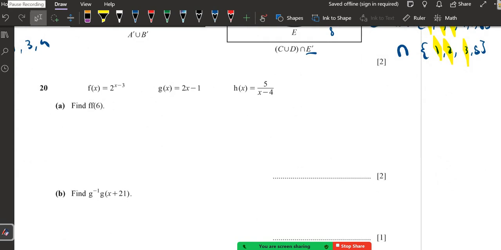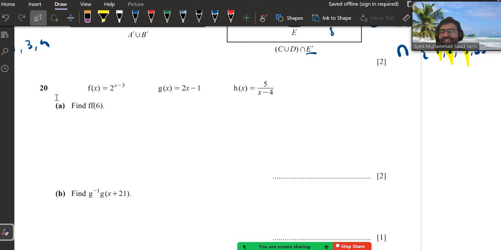Question number 20. It says f of x is 2 raised to power x minus 3, g of x is 2x minus 1, h of x is 5 upon x minus 4. For this question, I decided to use a good filter now. It makes me feel better. So find f of 6. Simply just first find f of 6. Make your life easy, not miserable.